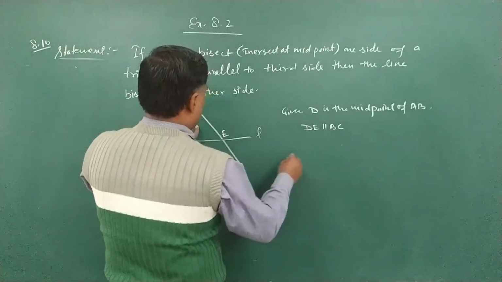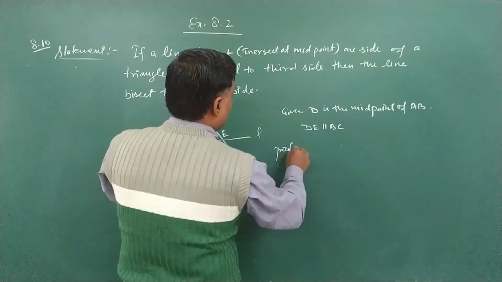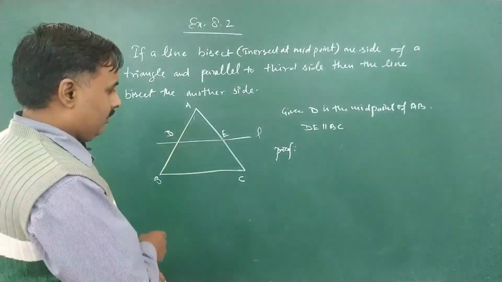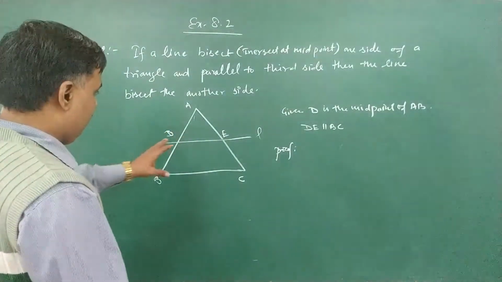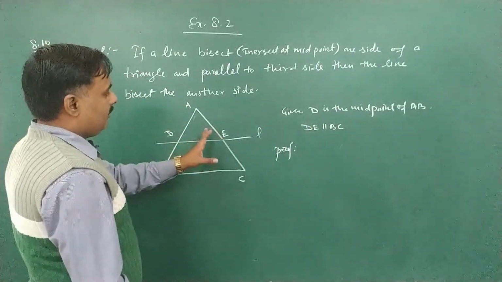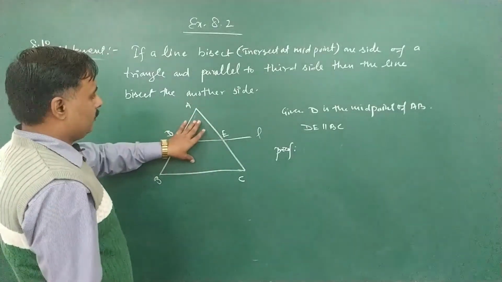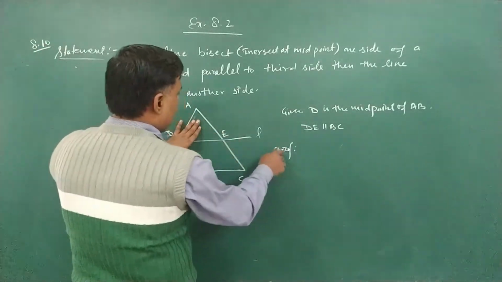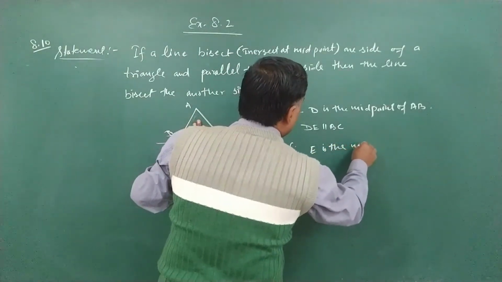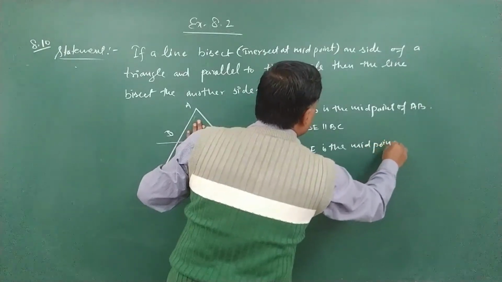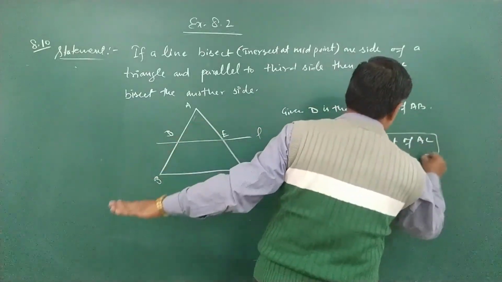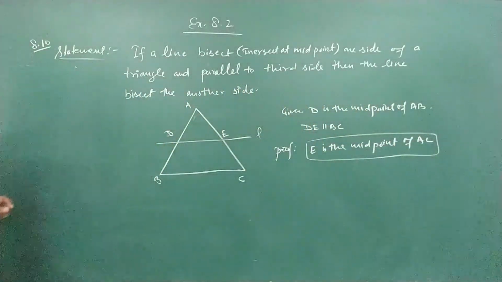Means, we are not proving it theoretically, but the use of this theorem is considerable. So I am just writing the statement and showing what is given and what we are going to prove here. So we prove that E is the midpoint of AC. We are not going to prove it, we are simply writing the statement. And this is the very important statement: E is the midpoint of AC.